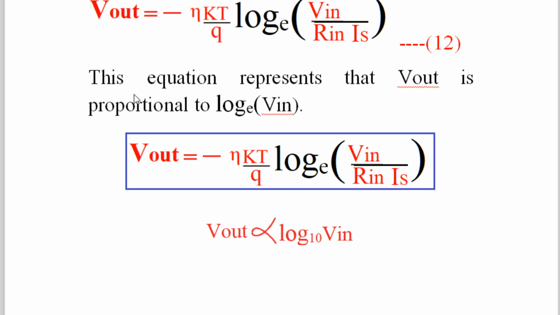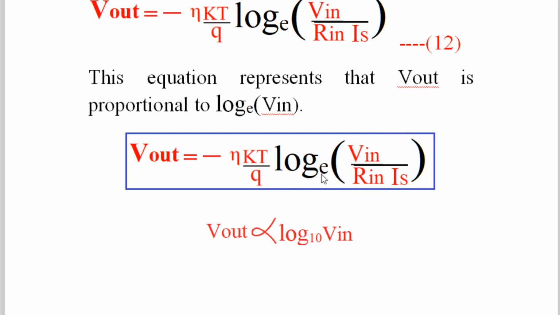So in this way, this equation represents that V out is proportional to log to the base e of V in, and this is the final equation. V out equal to minus eta into Vt, you can write, no problem, or kT divided by q log to the base e into bracket V in divided by R in into Is, and that is why it is said that V out is directly proportional.